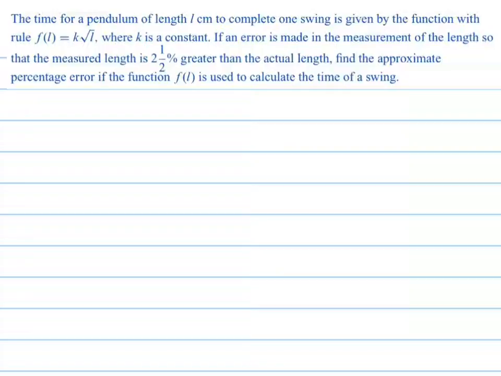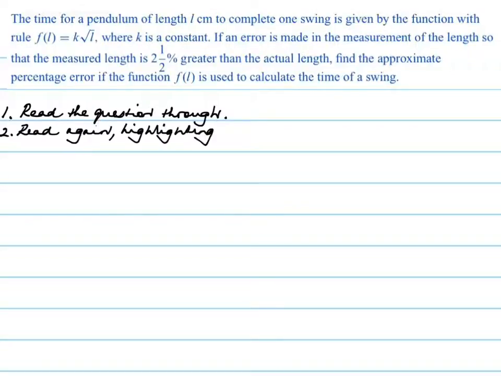Now, it looks hard, doesn't it? But I think we'll just take a deep breath and read the question through. Now, we've already read it through. The next thing we're going to do is reread again, highlighting the important bits. All right, there's our function. I think I'm going to call that thing P for period, to try and help myself with all this abstraction going on everywhere. K is a constant. Well, that means K doesn't matter at all. It just goes along for the ride.